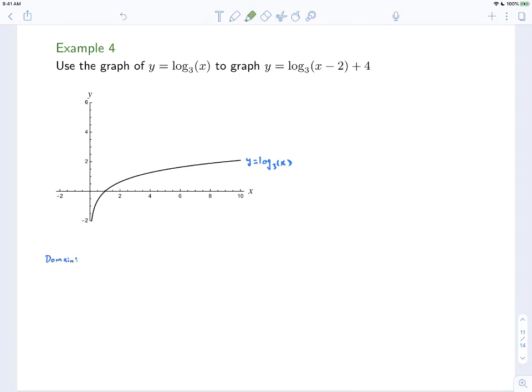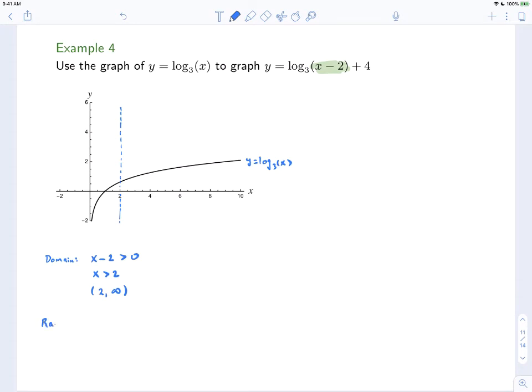The domain is the set where this argument is positive. So we want x minus 2 to be greater than 0, or in other words, x is greater than 2 if you add 2 to both sides. So that means our domain in interval notation is the set from 2 to infinity. So that tells us we're going to have a vertical asymptote at 2, like so. Really, I should put that in later, but I just did it now anyway.